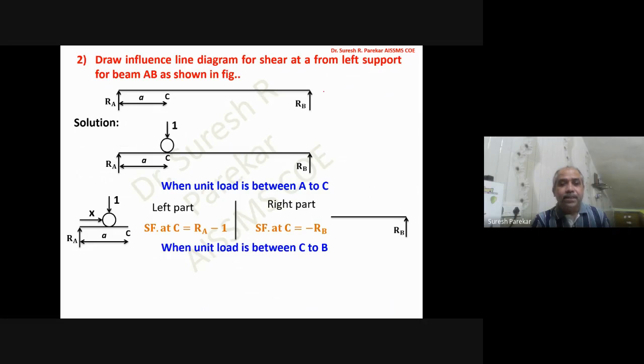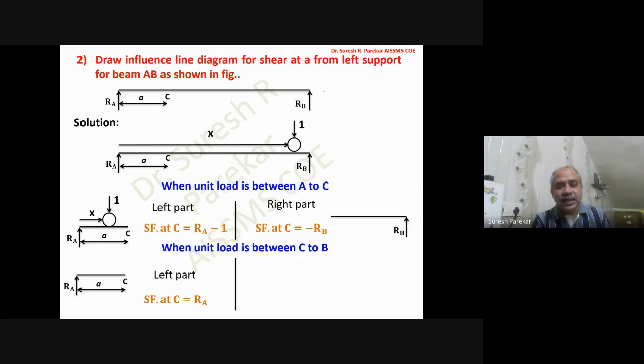So you can see, we now have the unit load between C and D. If it is between C and D, then in the left part we do not have any load, we have only RA upward. Left side we take plus, so my value of shear force at C we are going to get as RA.